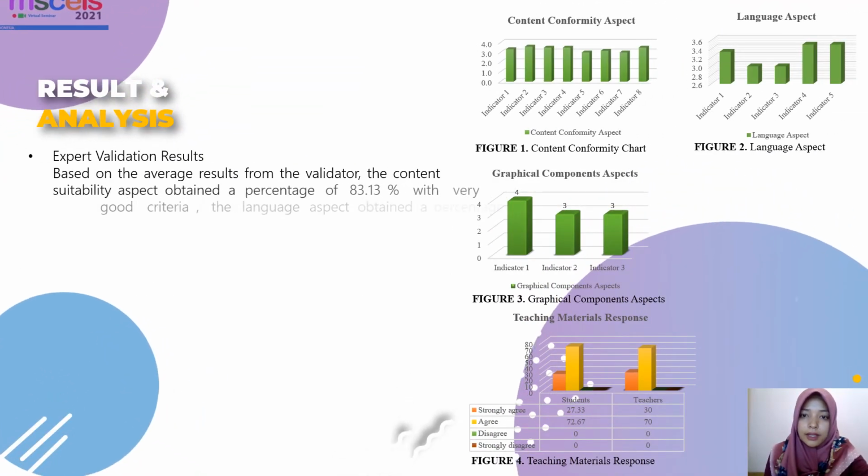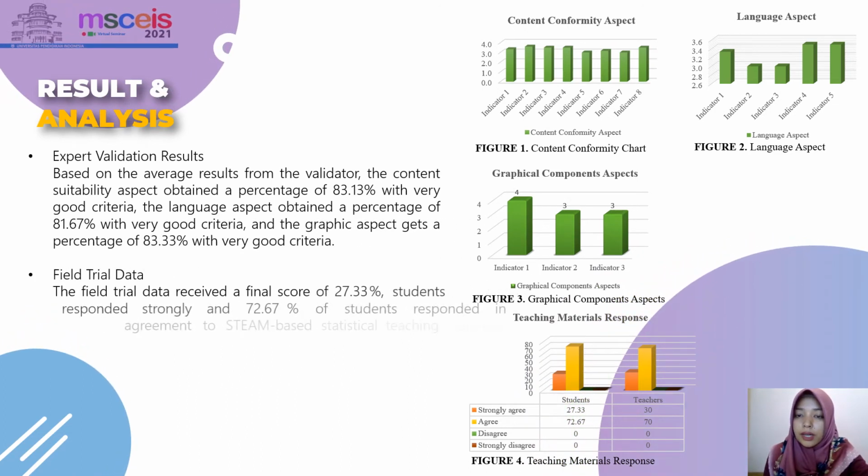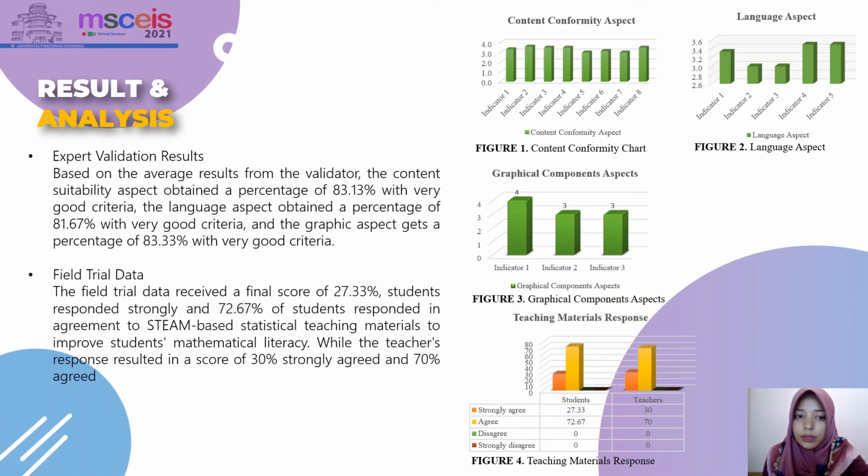Results and analysis. Let's see the chart on the right. This is results and analysis. Based on the average result from the validators, the content suitability aspect obtained a percentage of 83.13% with very good criteria. The language aspect obtained a percentage of 81.67% with very good criteria, and the graphic aspect got a percentage of 83.33% with very good criteria.